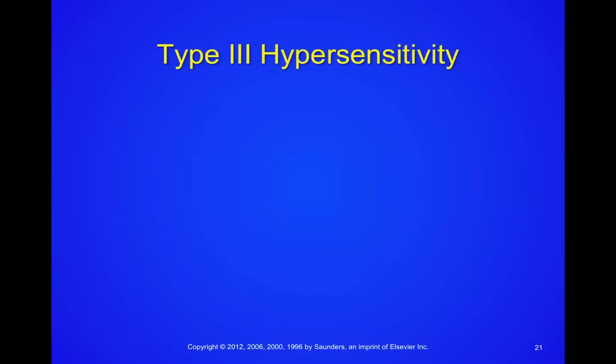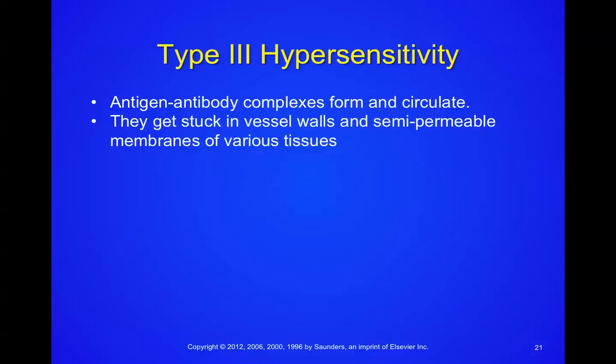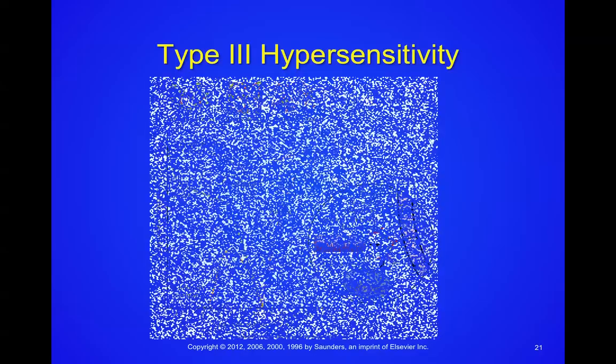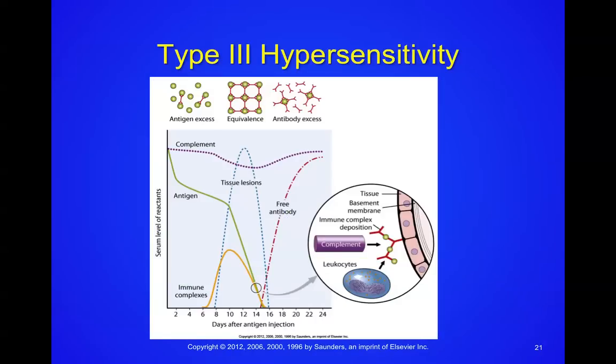Type 3 hypersensitivity is also known as immune complex hypersensitivity. In general, antigen-antibody complexes form and circulate, get stuck in vessel walls and the semi-permeable membranes of various tissues, and stimulate inflammation, the end result being inflammation-mediated tissue damage and necrosis. The reaction can take hours, days, or even weeks to develop, depending on whether or not there is immunologic memory from previous exposure.